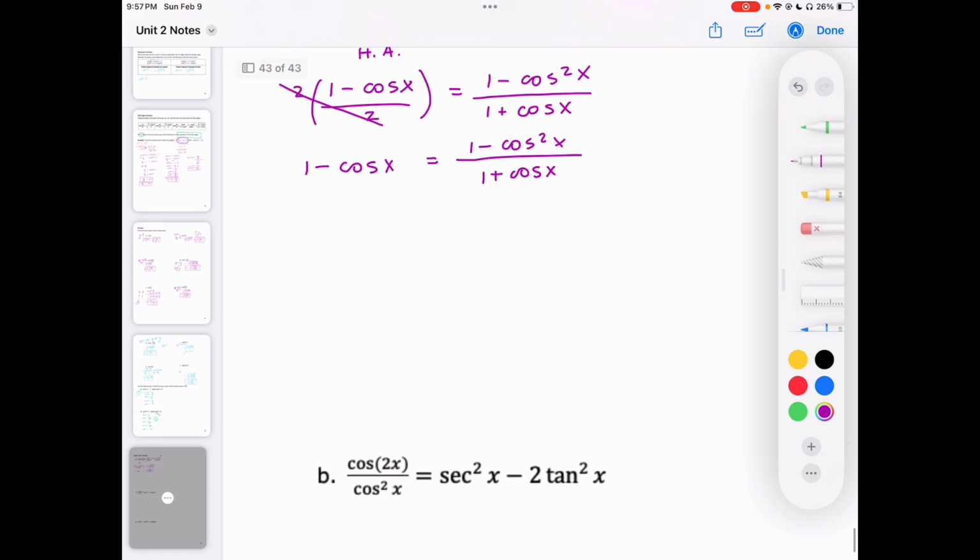Sorry. Okay, I'm actually going to cross multiply, so I'll bring that over to the other side. So I have 1 minus cosine x times 1 plus cosine x equals 1 minus cosine squared x. And this right here, when FOILed, will equal 1 minus cosine squared x. That equals the other side, so we have verified the identity.